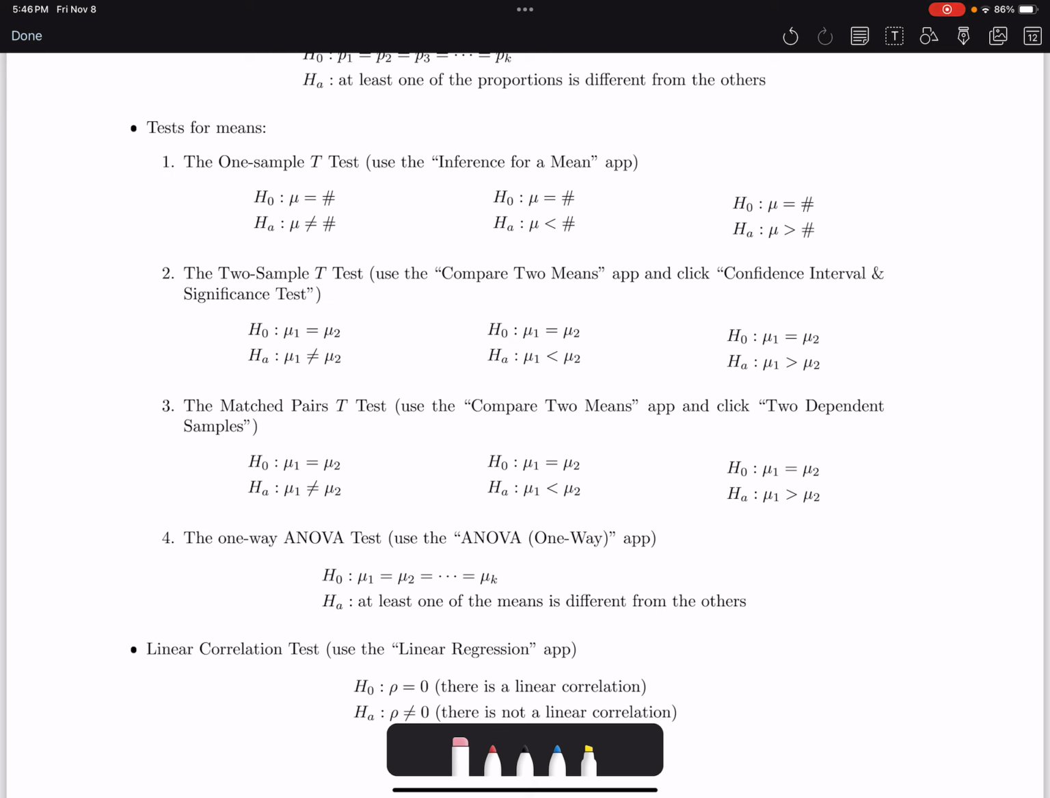And it's very similar to the one sample proportion test. You would use the inference for a mean app to run that test. We talked about the two sample t-test. For this one, you would use the compare two means app, and you would click on confidence interval and significance test. The two sample t-test is for comparing means from two different samples where the sampling is independent sampling, okay? The matched pairs t-test, on the other hand, you would also use the compare two means app, but you would click on two dependent samples, because if you're running a matched pairs t-test, it's because you have two matched pairs.